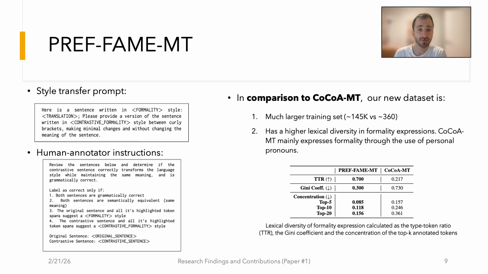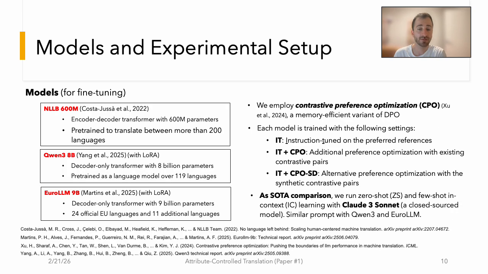Additionally, we have observed that our dataset has a higher lexical diversity in formality expressions, while CocoaMT mainly expresses formality through the use of personal pronouns. We trained 3 different models: NLLB, a small encoder-decoder model pre-trained to translate between more than 200 languages, and then Qwen3 8 billion and EuroLLM 9 billion, 2 multilingual LLMs.